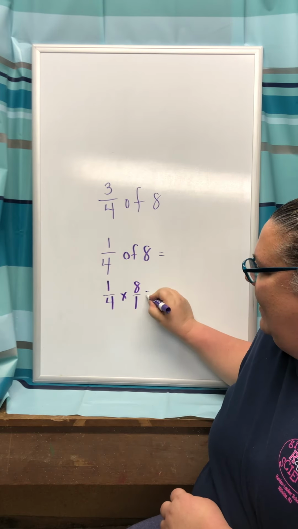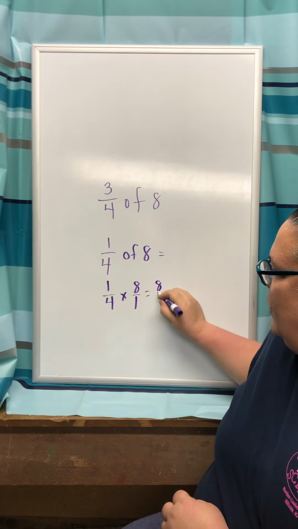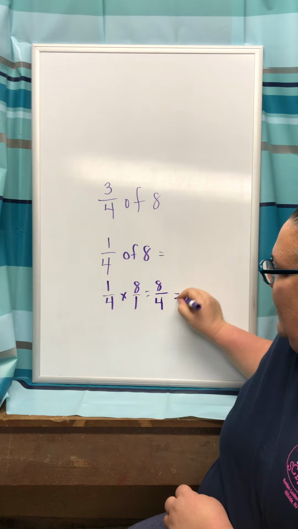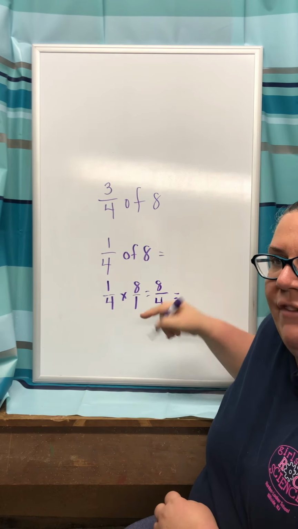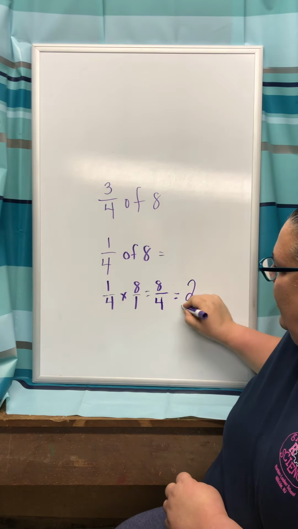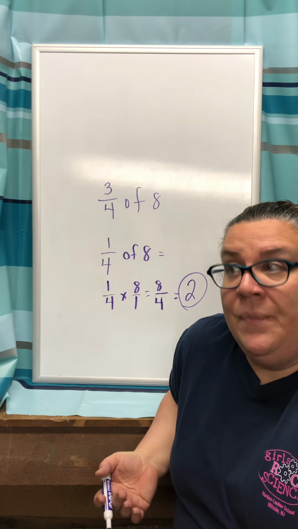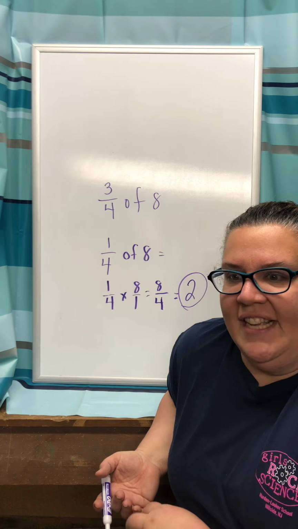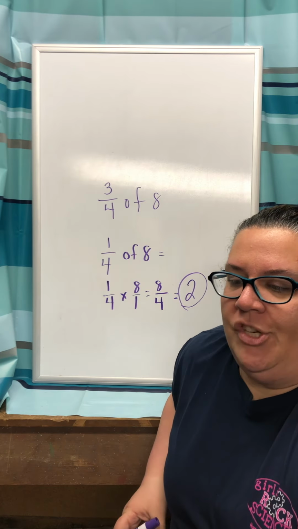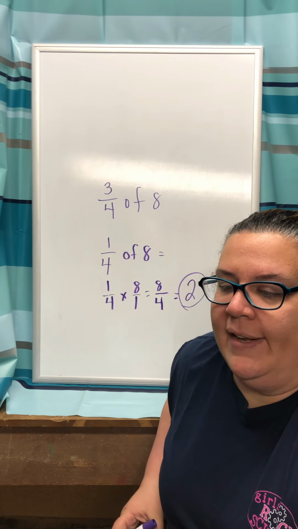1 times 8, 8. 4 times 1, 4. 8 divided by 4, or how many 4s are in 8? 2. So there are 2 yards that she doesn't need, and there are 6 yards that she does need. That was question number 2 on the guided practice.